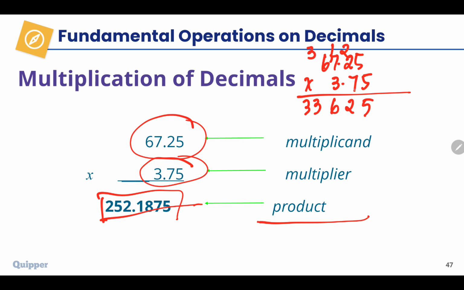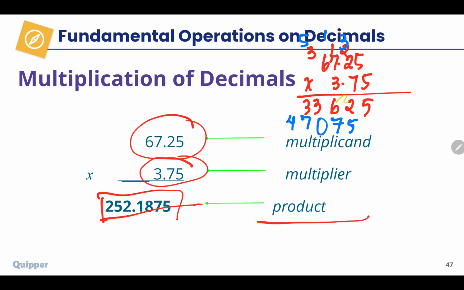Next, 5 times 7 is 35. So dito na natin siya itatapat kay 2. Okay? So 5 times 7 is 35. Next, 2 times 7 is 14 plus 3 is 17. 7 times 7 is 49 plus 1 is 50. And 6 times 7 is 42 plus 5 is 47.